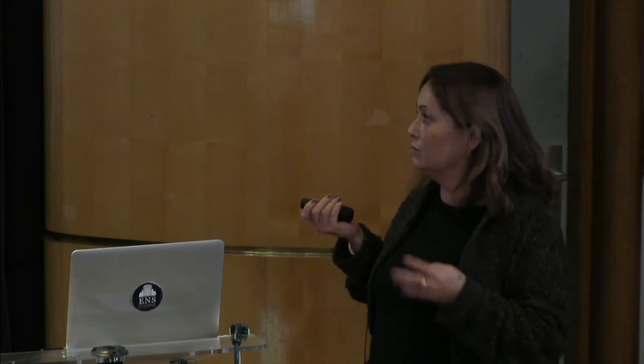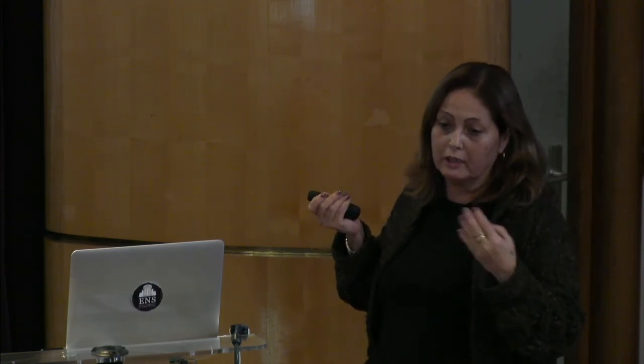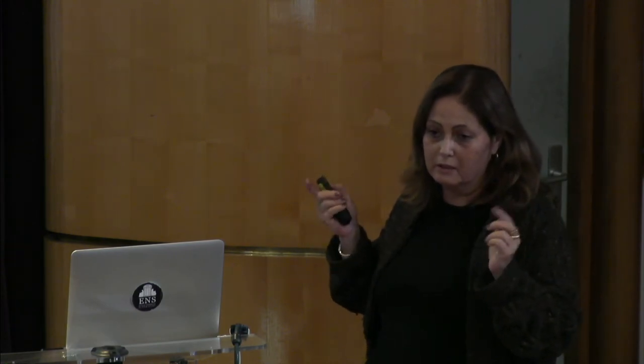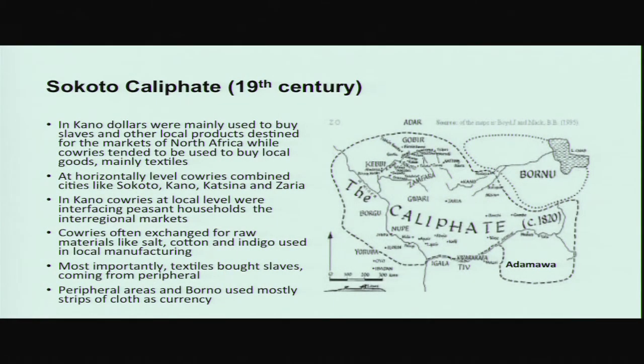I did find, also following Kuroda's example, that cowrie, of course, was working in the regional market, but also between the major cities like Sokoto, Kano, Katsina, and Zaria. And it was like a lingua franca between different zones. At the local level, in the countryside around the city, they probably used grains and, of course, salt. But then, because these states were based on slave trade and slave plantations, most of the slaves were coming from here and here. And they were paying with... Borno at this time was using cloth.